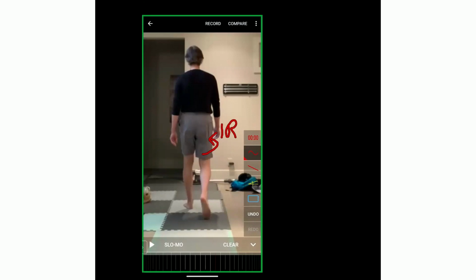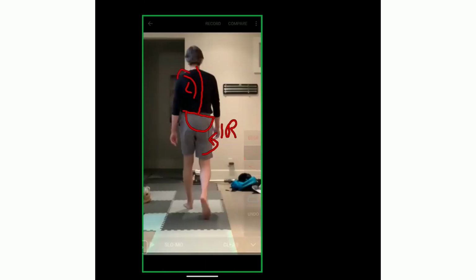You can see that his pelvis is more hiked on the left, which was showing up in his static alignment, and he appears to have a little bit more of that left lateral flexion in the spine, which we saw also in the static alignment. So this is consistent with his static, but this is different than his static. So what's going on there?